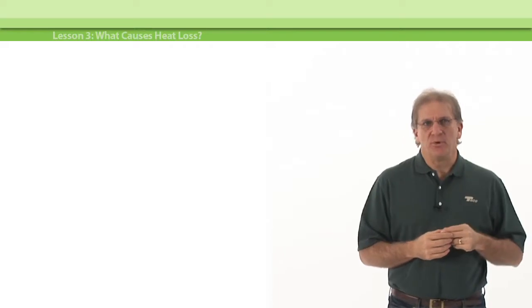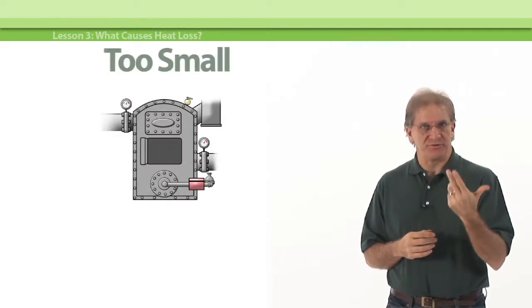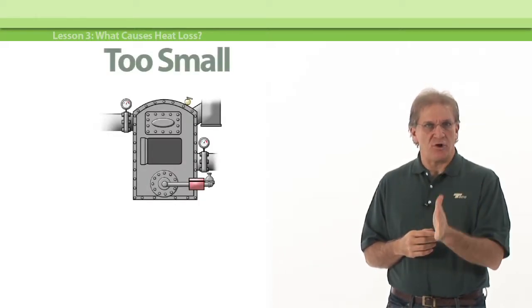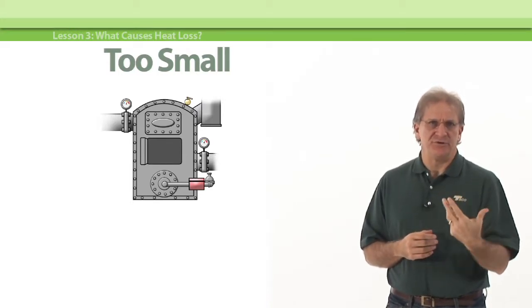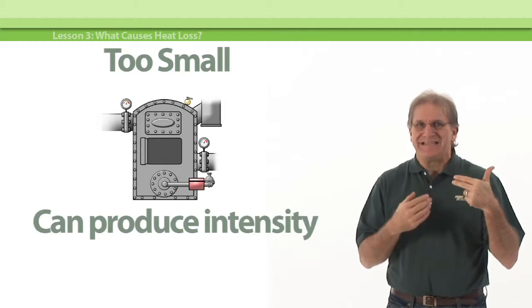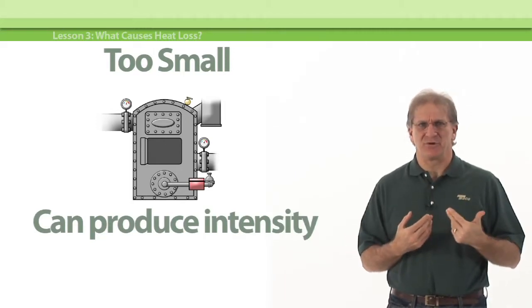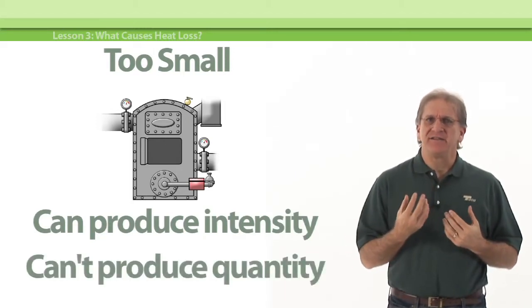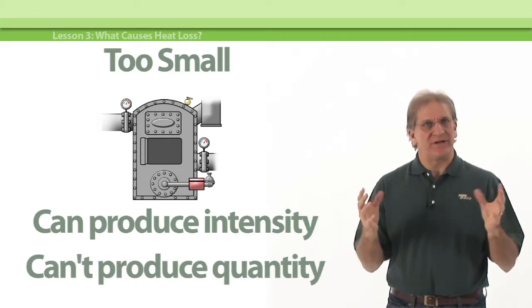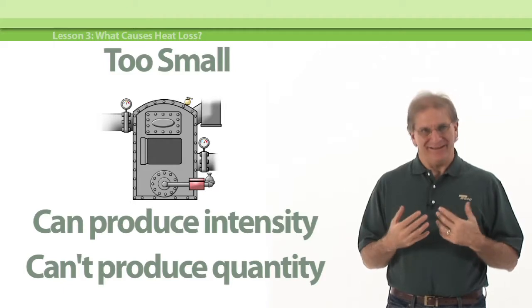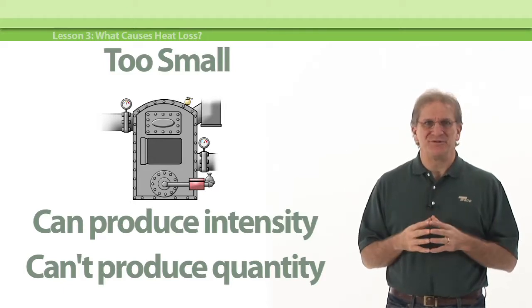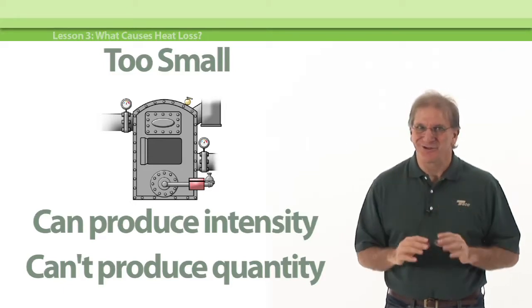Getting the right size boiler is important. If the boiler is too small for the job, you can be on the wrong side of what we call the heat, no heat line. A boiler that's too small may be able to produce the intensity of the heat that the house requires, but it may be unlikely to deliver the quantity needed when it gets really, really cold out. Now, your customer expects comfort. You may be a little bit disappointed if the boiler is too small.